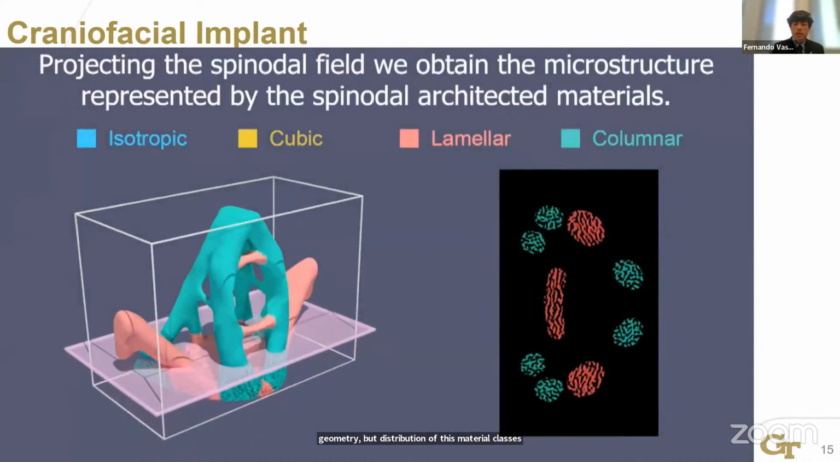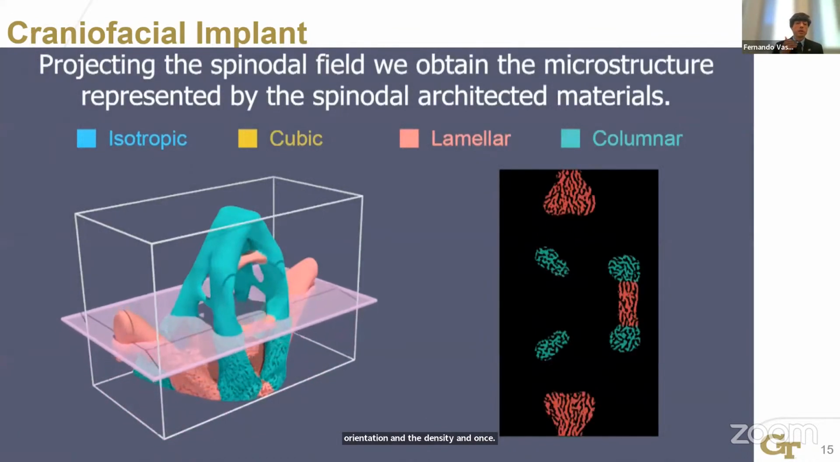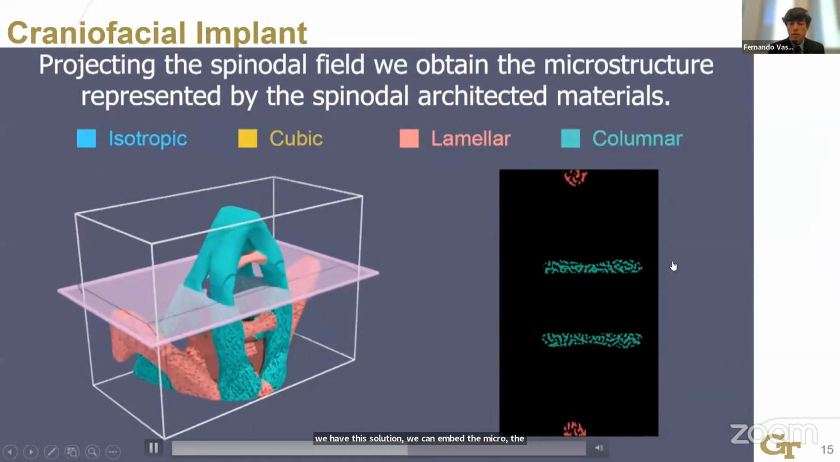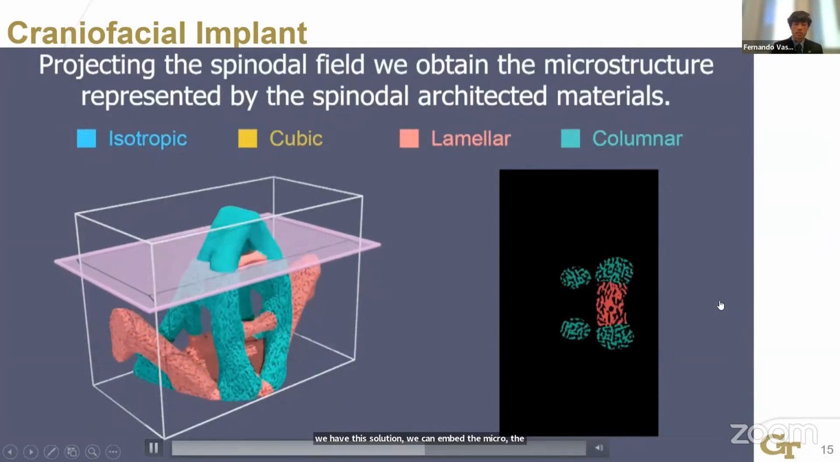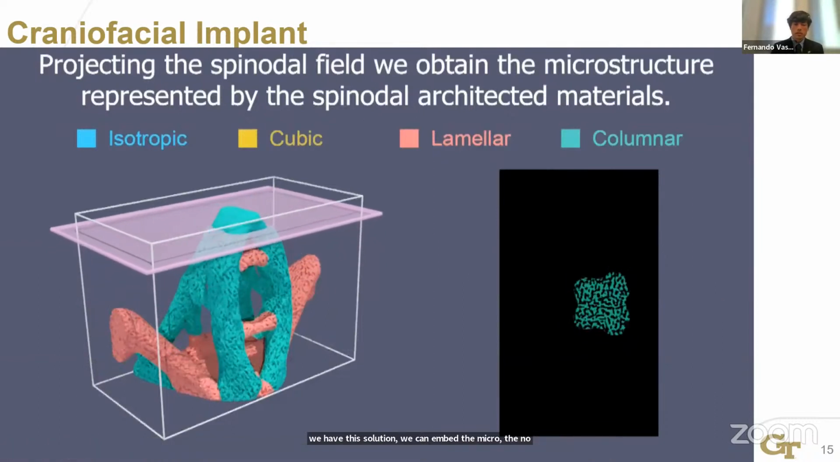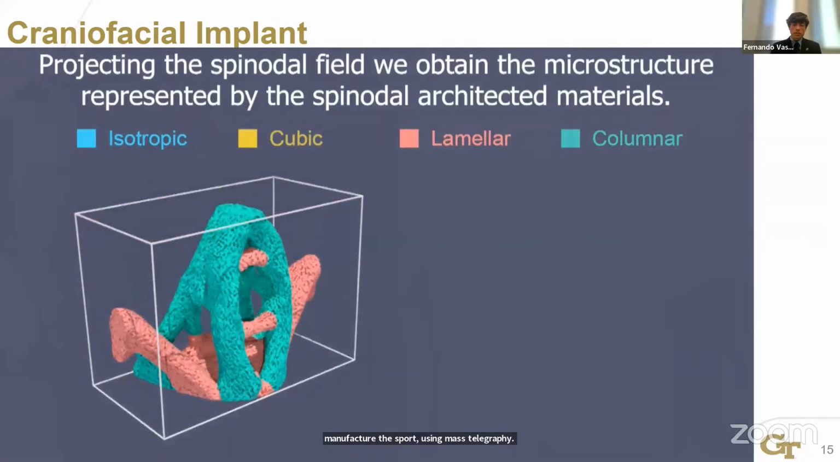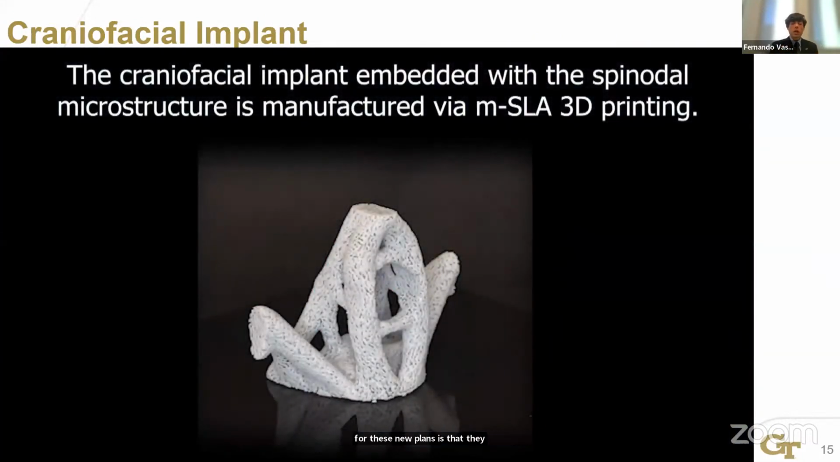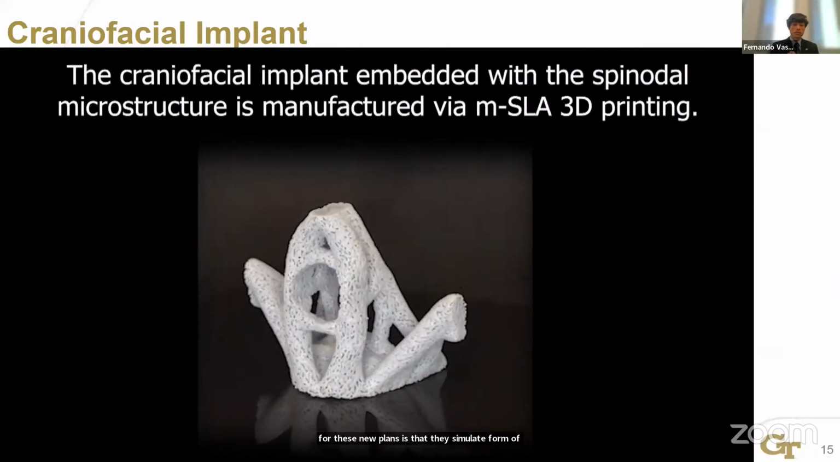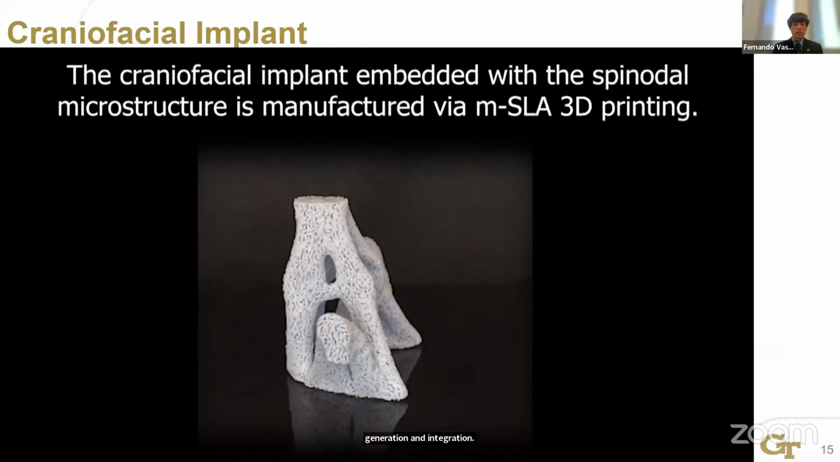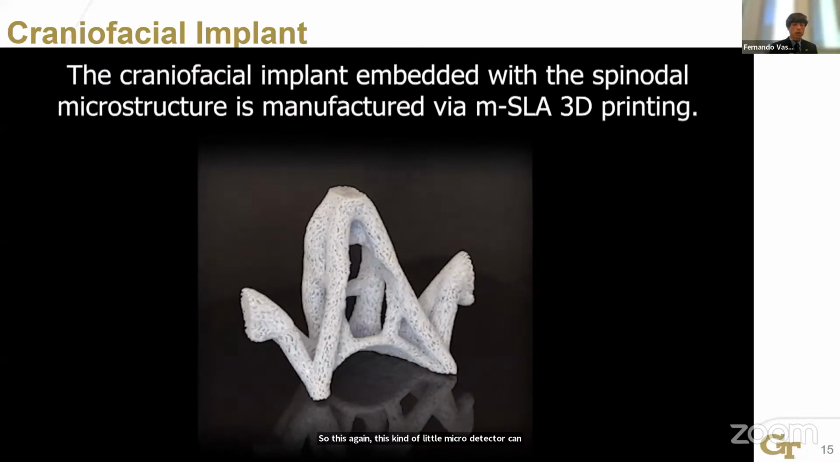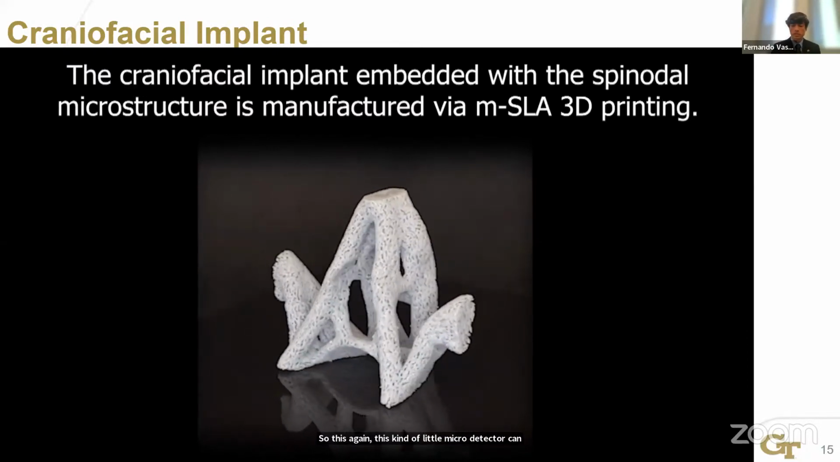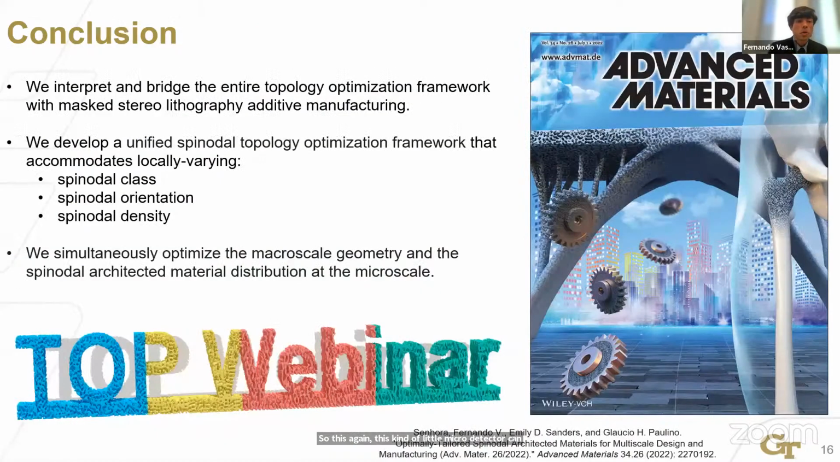Once we have the solution, we can embed the spinodal microstructure and compute the slices to actually manufacture this part using mask stereolithography. Another advantage of this kind of porous structures for these implants is that they stimulate bone regeneration and integration. So this kind of spinodal microarchitecture can have a lot of different properties that are interesting for many applications. To conclude, we integrate and bridge the entire topology framework with mask stereolithography and additive manufacturing.